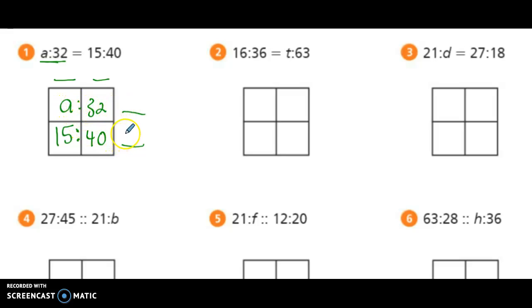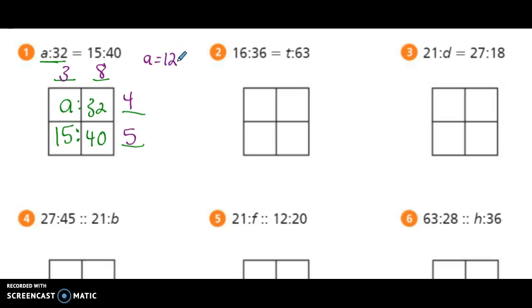Greatest common factor of 15 and 40 is 5. Working from the inside out, 40 divided by 5 is 8. 15 divided by 5 is 3. 32 divided by 8 is 4. 4 times 3, A equals 12, a value of 12.